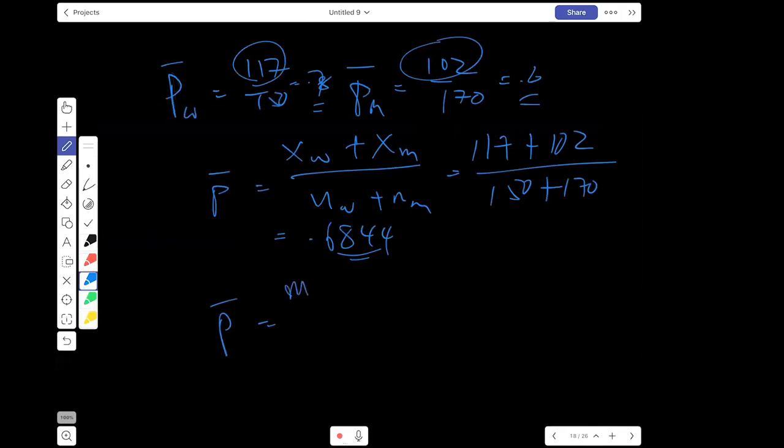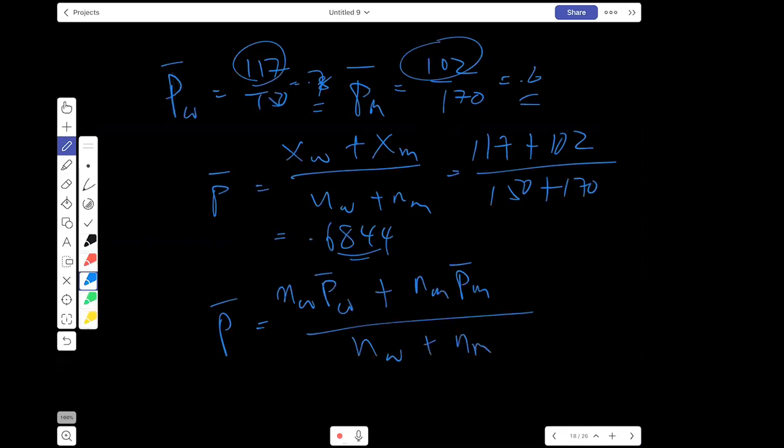N1, in this case, N women. Let's fix that up. N women times P bar women plus N men times P bar men over N women plus N men. Well, what is the N for women? It's 150 times P bar. Well, what's the P bar? 0.78. If I multiply that, I would get the same 117. That's exactly what I'm going to get, 117.